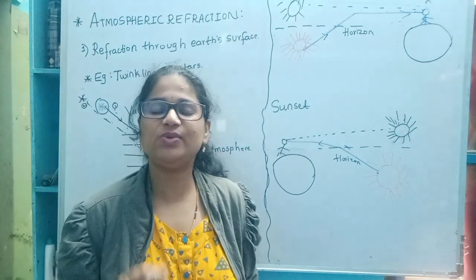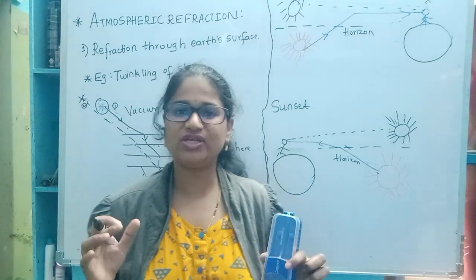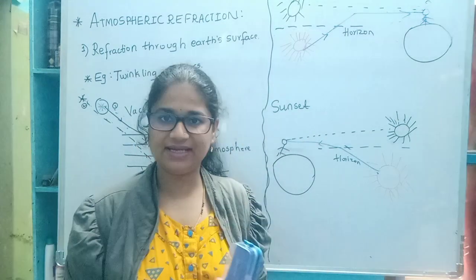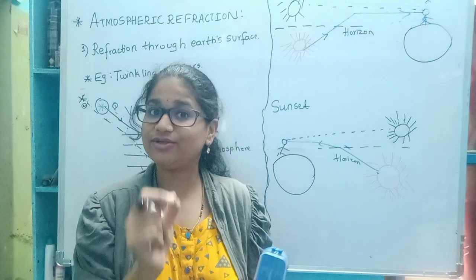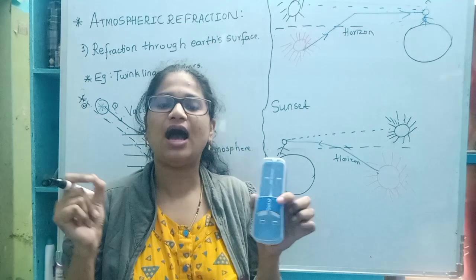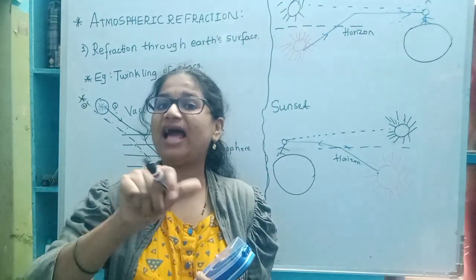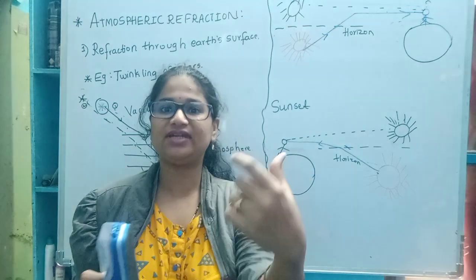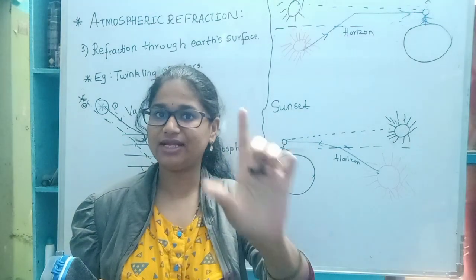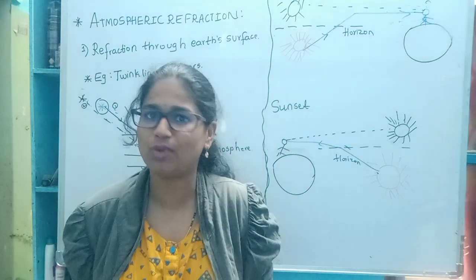We can see this with a good example. Under your parents' guidance, switch on the stove. Don't perform this activity alone. Keep it on a high flame. Then take a torch, not from a mobile, but a normal, simple torch which you can get for around 20 or 30 rupees in the market.